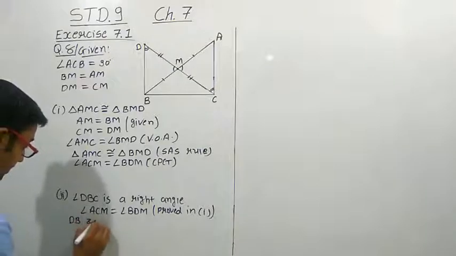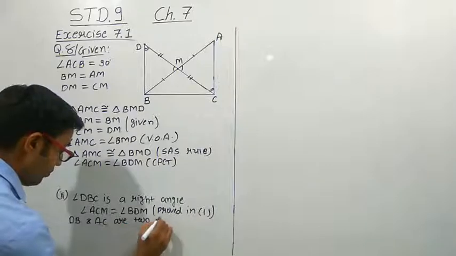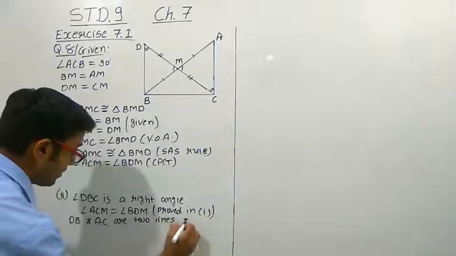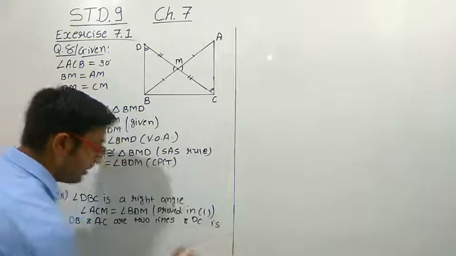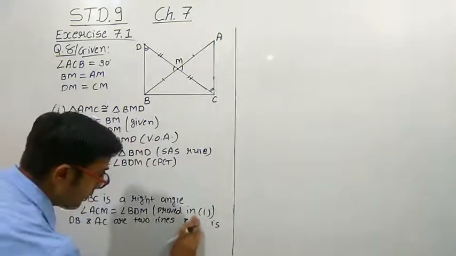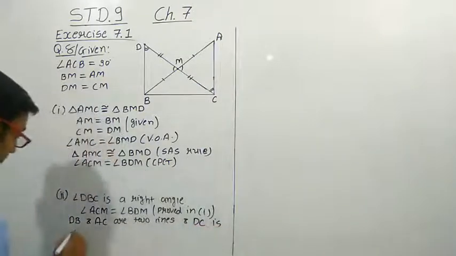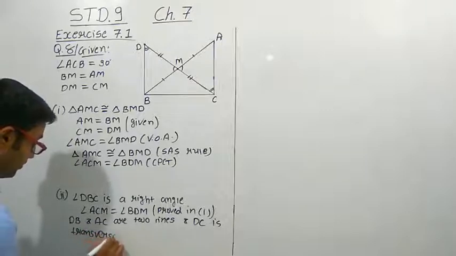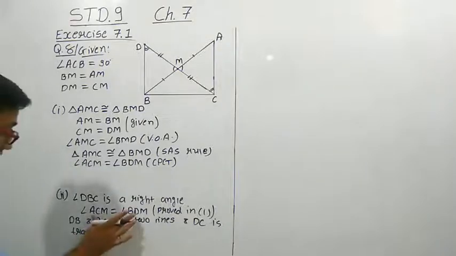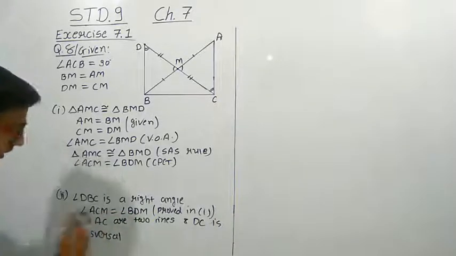DB and AC are two lines, and DC is transversal. These two angles are making a pair of alternate interior angles and they are equal.